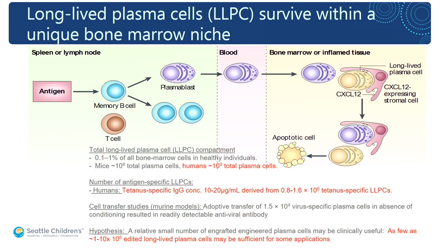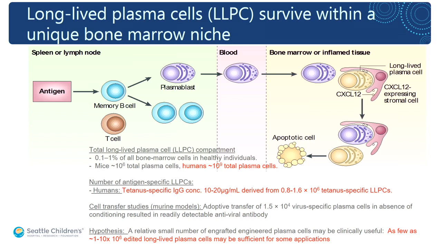The interesting thing is that the total cell number of plasma cells is about 10 to the 9th in a human, which is a small number of cells when you think about the total hematopoietic compartment. And it's been estimated that something like 2 million long-lived plasma cells are what's making your long-lived tetanus antibody titers.